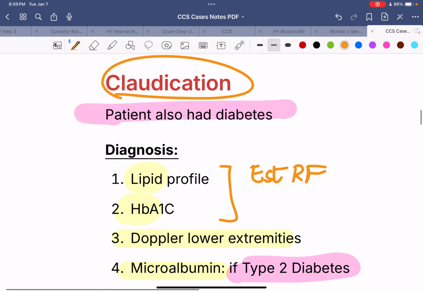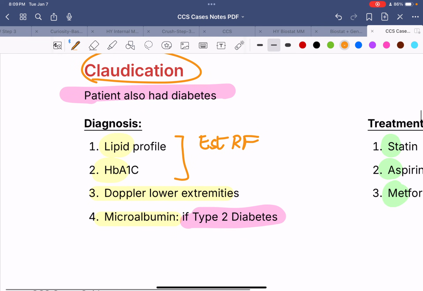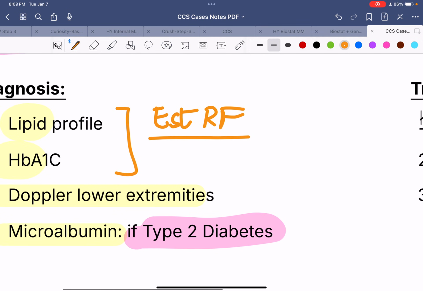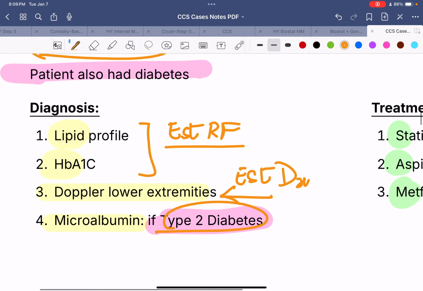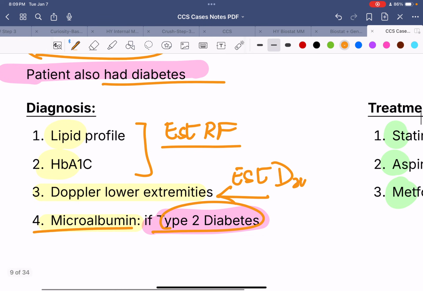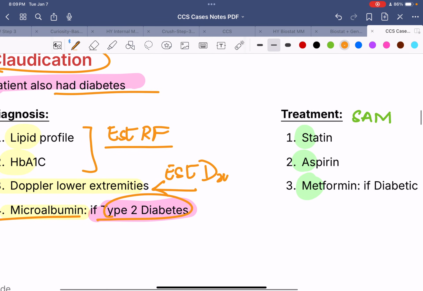The patient has claudications, but the risk factors are the same as for cardiovascular diseases, such as lipid profile and HbA1c. Then you're going to establish the diagnosis with the Doppler ultrasound of the lower extremities. And since this patient has diabetes, look for diabetes complications such as the presence of microalbumin in the urine, which can indicate that the patient's kidneys are becoming involved in diabetic nephropathy, right?